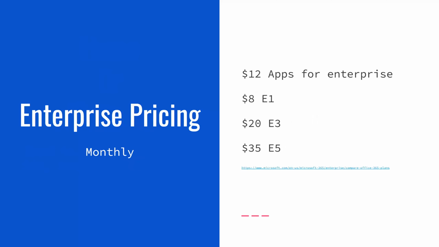The next tier is Enterprise. Enterprise is for larger organizations, and these are billed monthly. So apps for enterprise means that you can download all of the apps that you have for your license. That's $12 a year. E1 is $8 a year, and that's primarily for online access. $20 a year is E3, $35 a year is E5. So remember, that's per person per month.